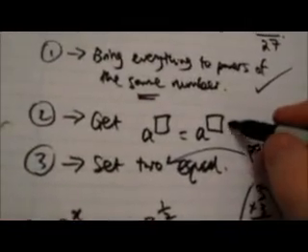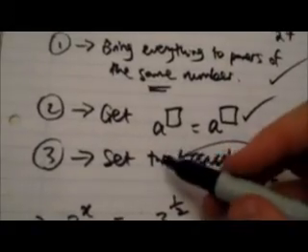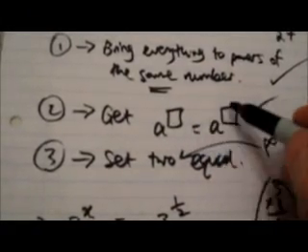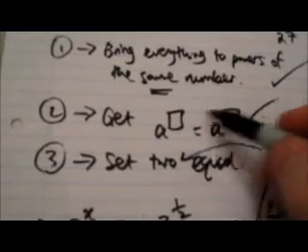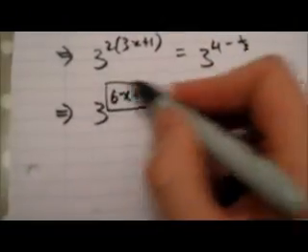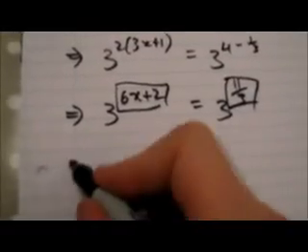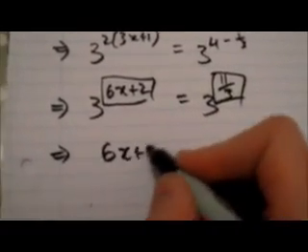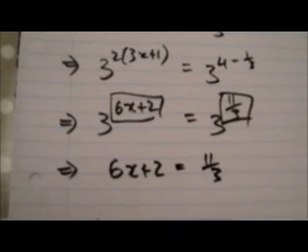So here we go, step number 3. It said that now that we've a to a power is a to another power, then those two powers, the two numbers in the boxes, have to be the same. So we're going to set these two powers equal, so that has to be equal to that. So 6x plus 2 equals 11 over 3.